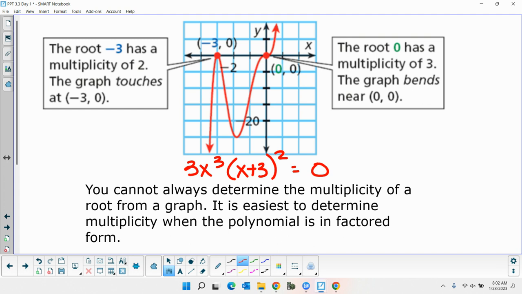So that's something that's a little new to this week, today, is when you look at it as a graph and you see it bending, it works at least 3 times. Okay?